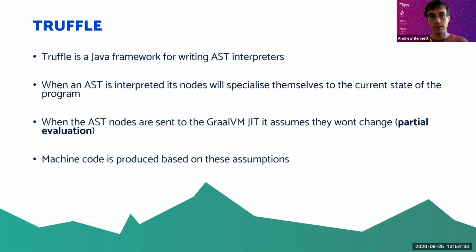And what it uses is a technique called partial evaluation. So it assumes the state of the nodes at that point in time won't change, makes an assumption. For example, it might say, I know that this method will always run with integers, and it'll produce machine code based on those assumptions. Similar to what was happening with JavaScript, basically. That means you get really fast code generation.